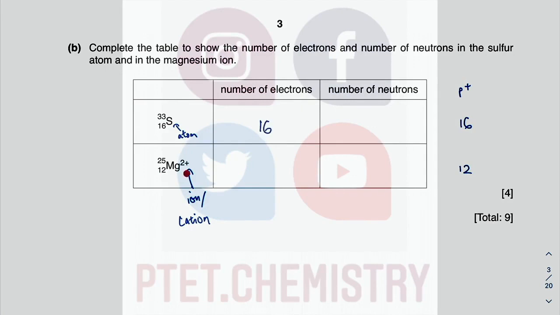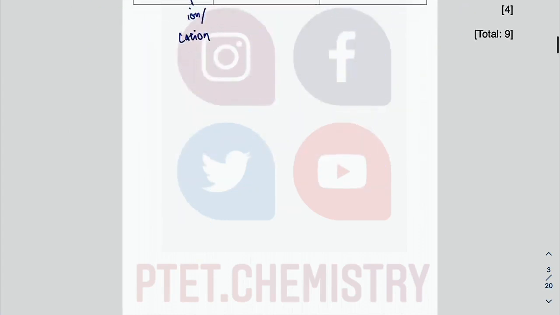It's an ion because it is a positively charged ion. It's a cation because there are more protons than electrons, because you have lost 2 electrons. So it's going to be 12 minus 2, which is 10. Neutrons is going to be your nucleon number. Nucleon number defines the number of protons and neutrons in the nucleus of an atom. So that's going to be 33 minus 16, that is 17. That's going to be 25 minus 12, that's 13 there. Okay, so pretty straightforward there.